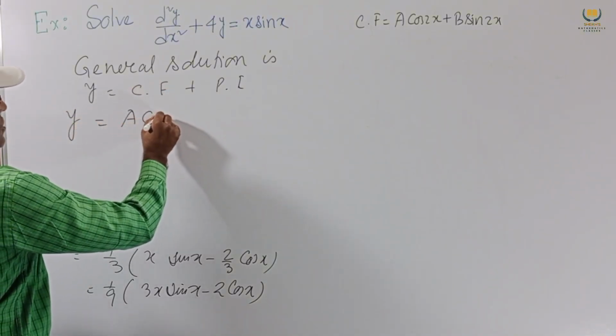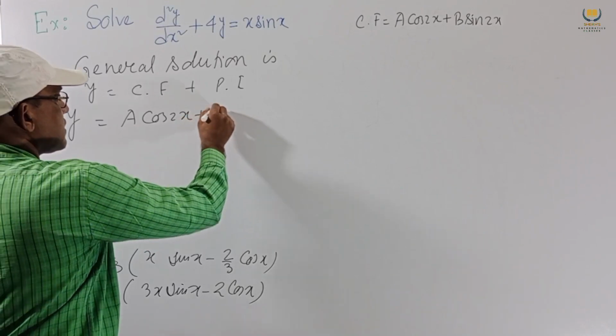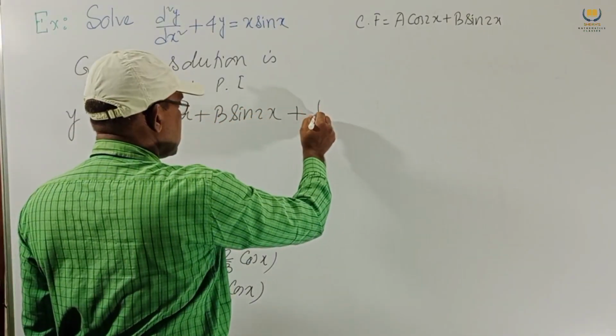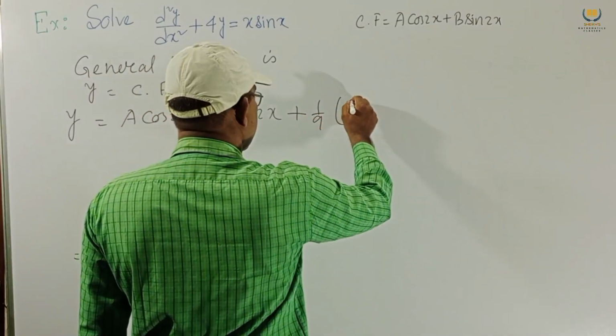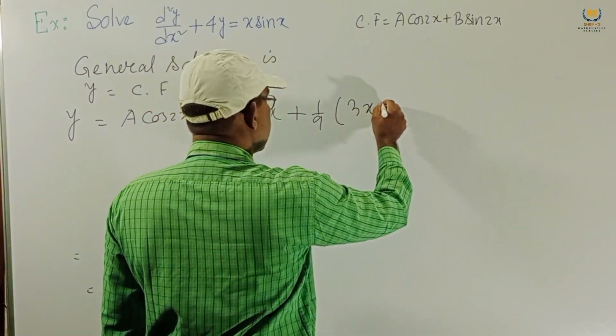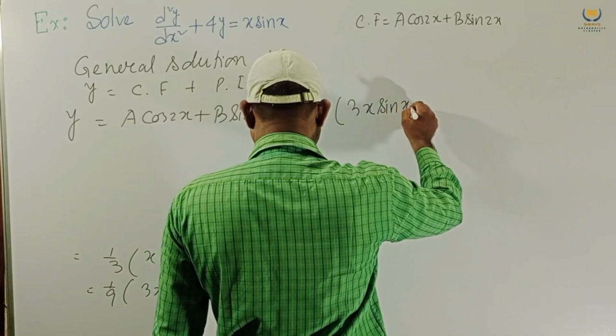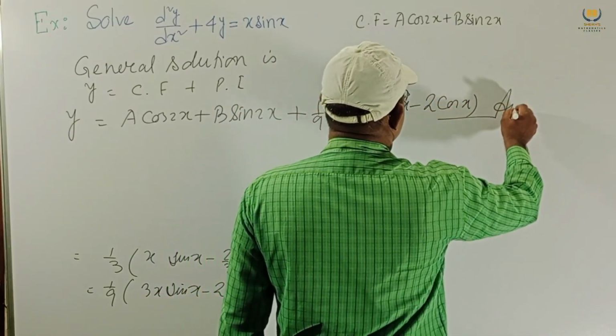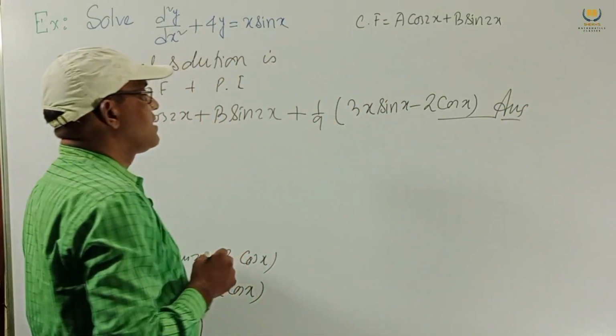A cos 2x plus B sin 2x, and PI is 1 by 9, 3x sin x minus 2 cos x, and this is our answer. Very easy solution, very nice.